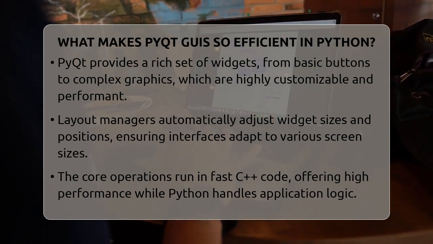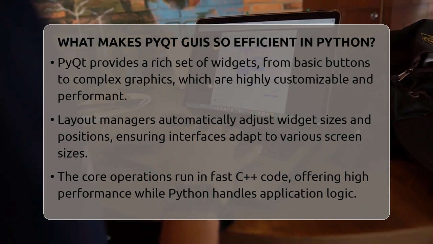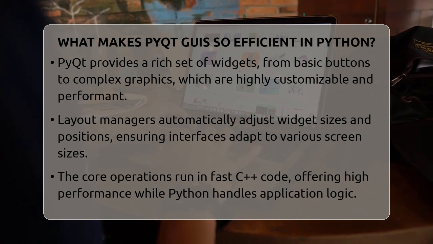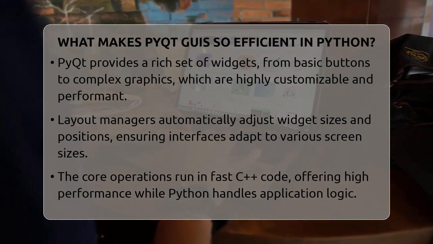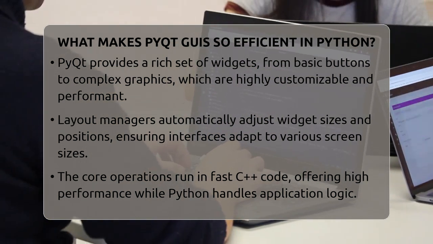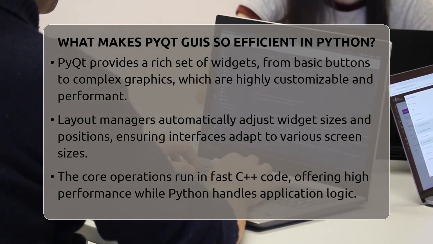Development speed is also a big advantage. PyQt includes a visual tool called Qt Designer. You can drag and drop widgets to design your interface visually. This speeds up the process and helps you see how your app will look. Even if you prefer coding by hand, PyQt's clear API and thorough documentation make it straightforward to build interfaces quickly.